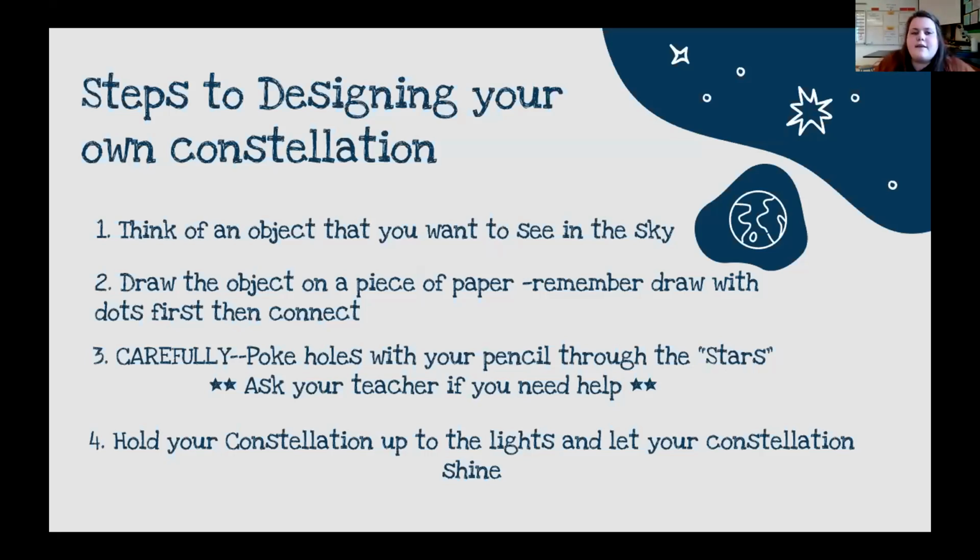So these are the steps to designing your own constellation. The first thing you need to do is think of an object you want to see in the sky. The second thing you need to do is draw the object on a piece of paper, and remember to draw with dots first, then connect. Third, you're going to carefully, very carefully poke holes with your pencil through the stars, aka your dots. You can ask your teacher if you need help because this could be a little tricky for some of you. And then 4, hold your constellation up to the lights and let your constellation shine.